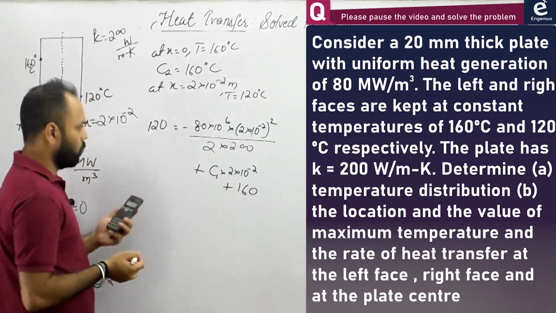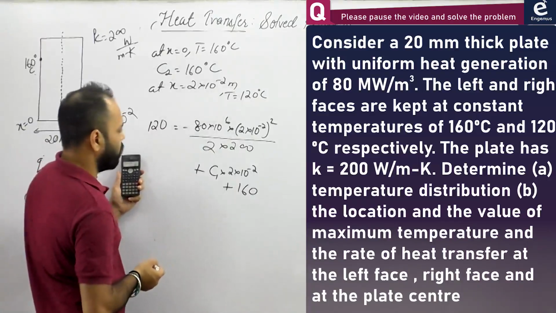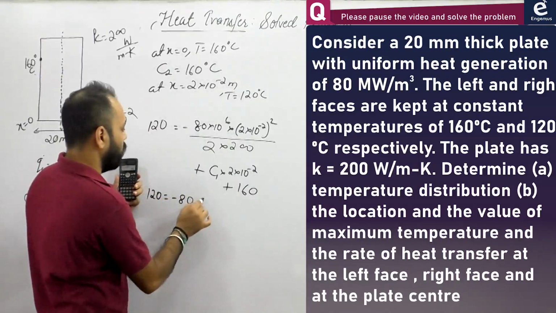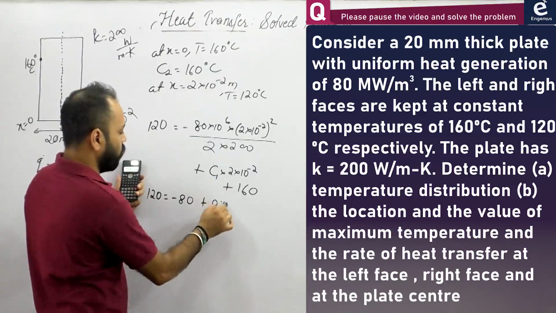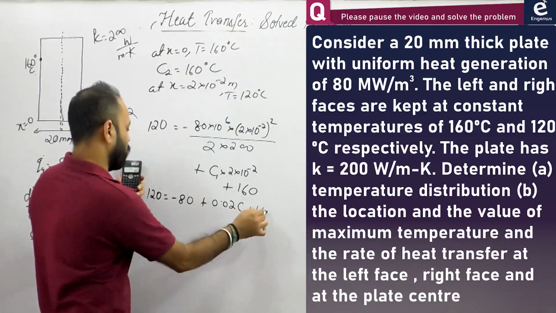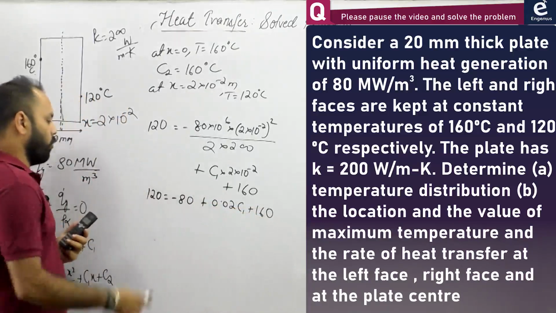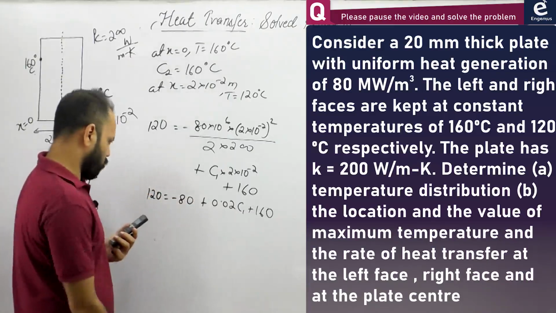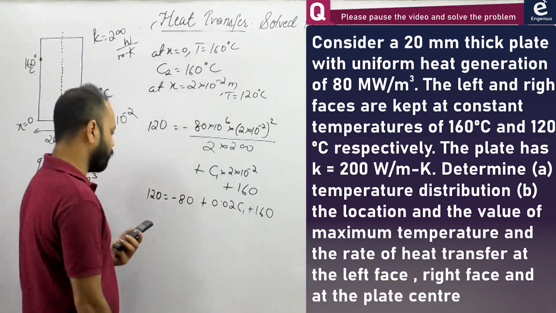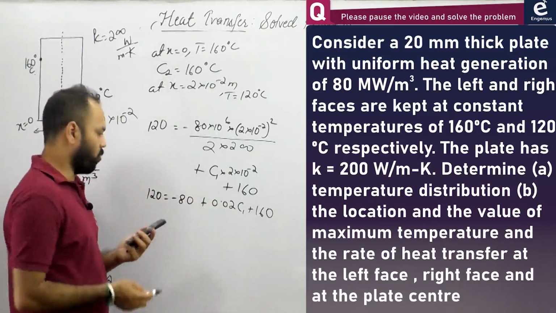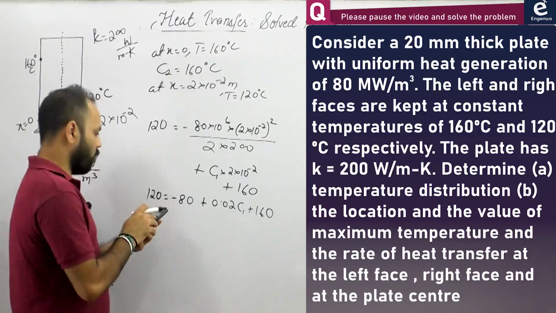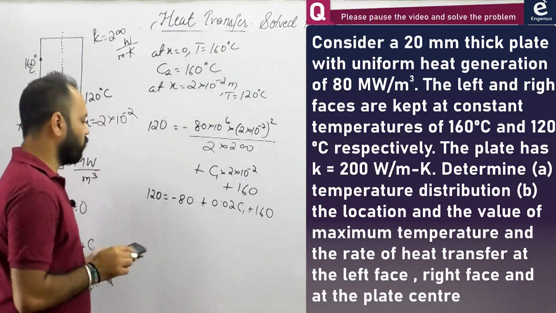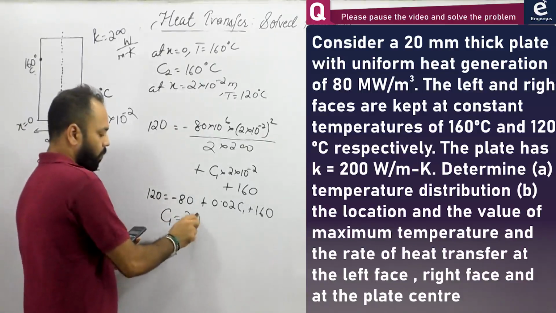So that becomes 80. Okay, with a negative sign or positive sign? Negative sign, I think. Yeah, 120 is equal to minus 80 plus 0.02 C1 plus 160. देखिए क्या बनेगा ये. 160 minus 120 will be 40, and 40 minus 80 will be minus 40, right? Minus 40 is equal to minus 0.02 C1. So C1 will be 40 divided by 0.02, which is equal to 2000. So C1 is coming out to be 2000, right?